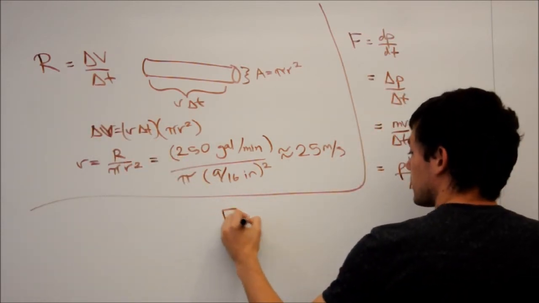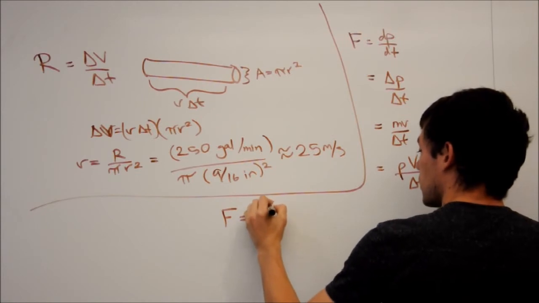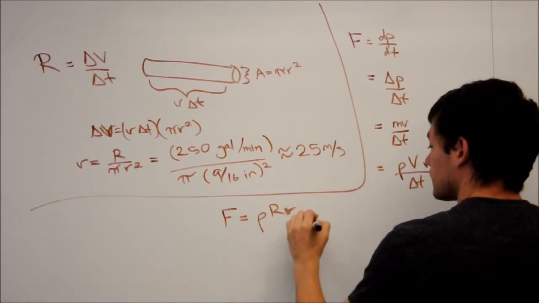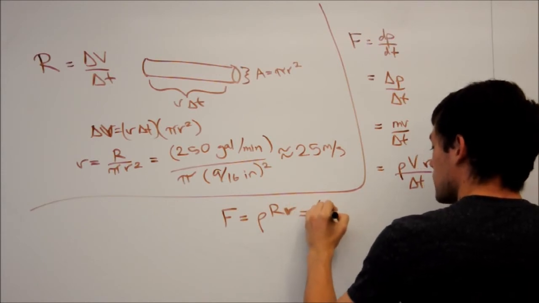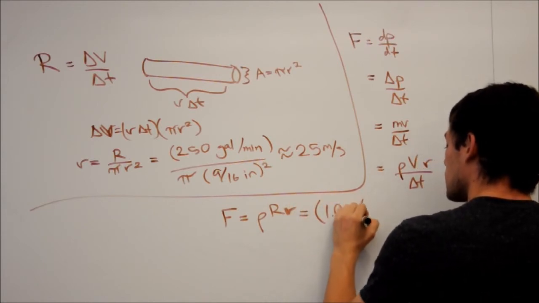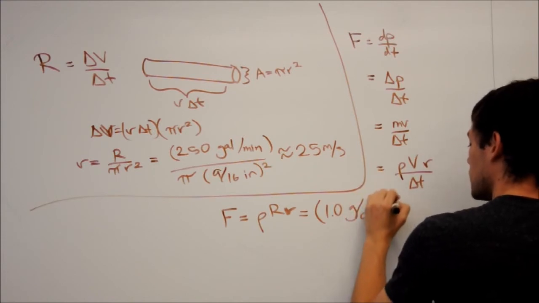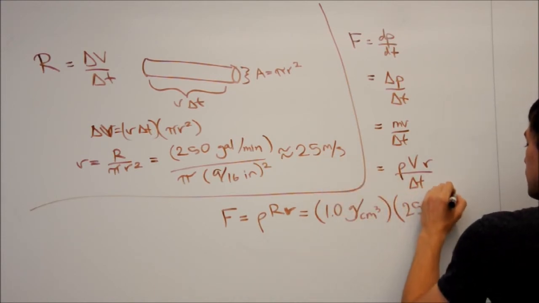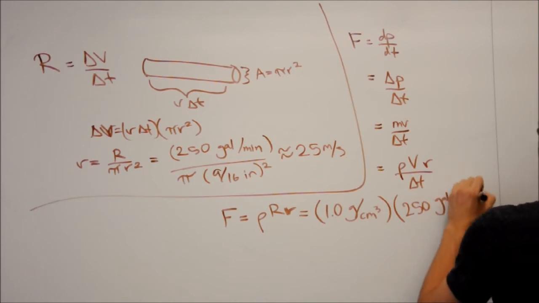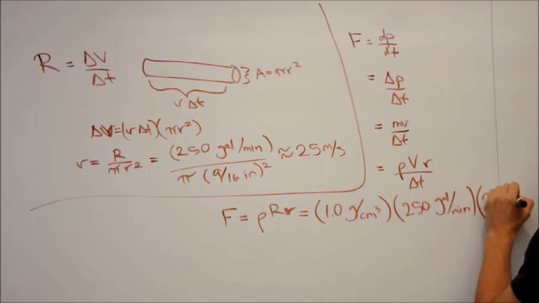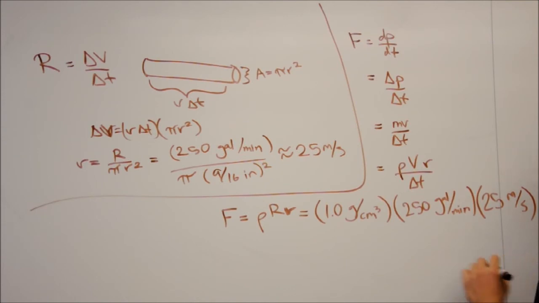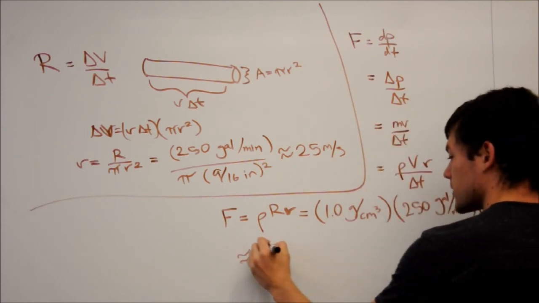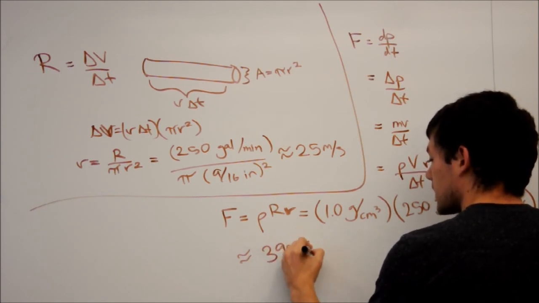So here we can get F equals rho times R times little v, the velocity of the water, and then we can plug in known values, 1.0 grams per centimeter cubed. R we were given to be 250 gallons per minute, and our estimation for v, 25 meters per second. Now we can do all of this math, do a little bit of unit conversion, and this comes out to be approximately 390 newtons.